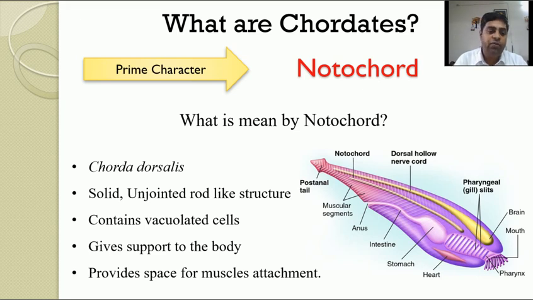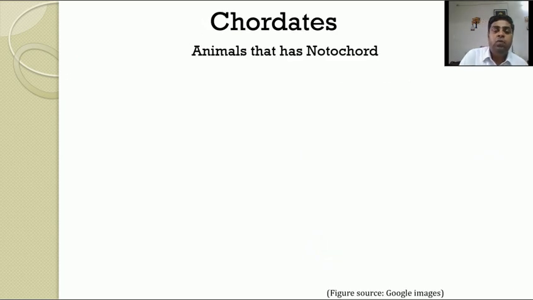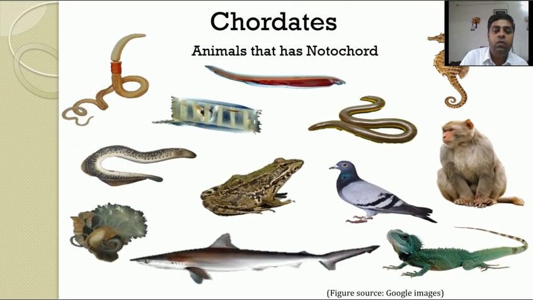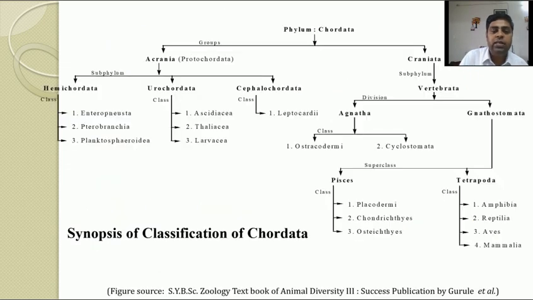Then what exactly is the function of this notochord? It gives support to the body, and it also provides the space for attachment of the body muscles. In this way we know that chordates are nothing but the animals that have the notochord in their body. Here in this slide you can see organisms that are examples of animals belonging to the phylum chordata. So let's see some classification of this chordata.